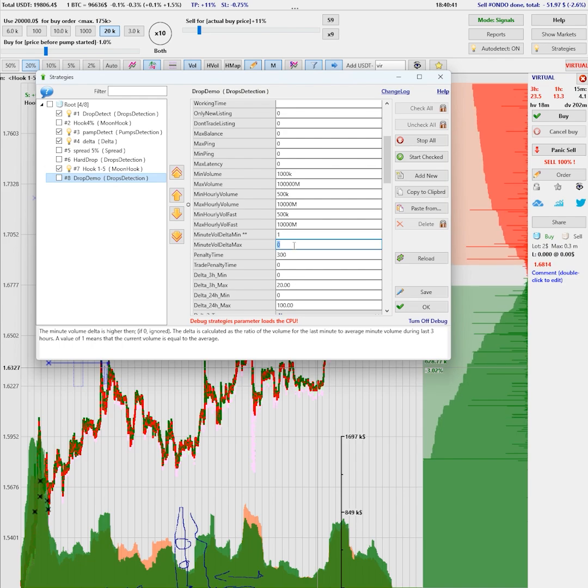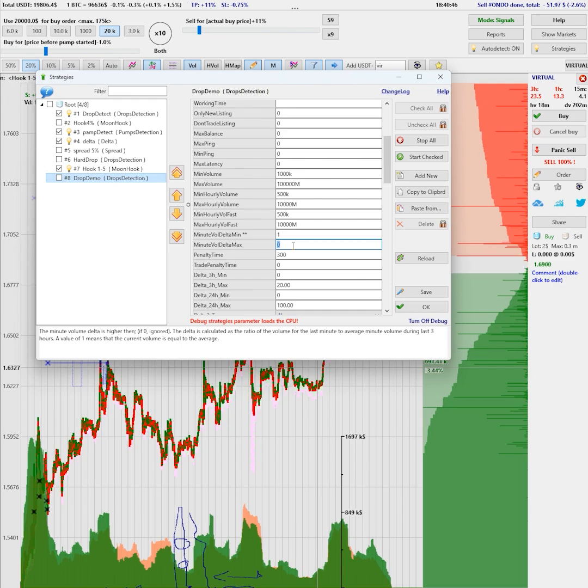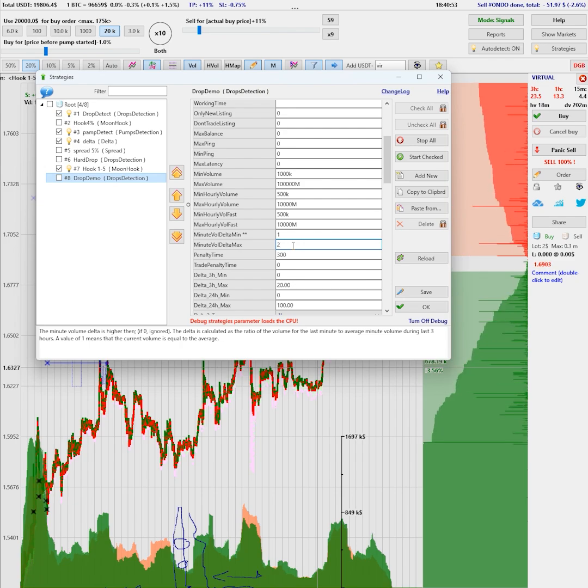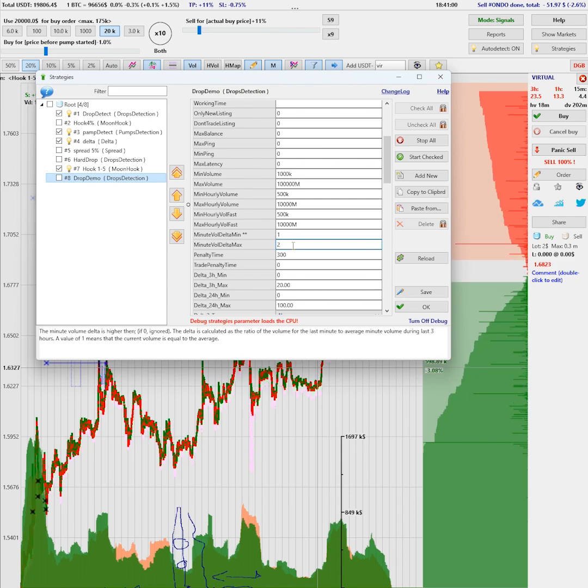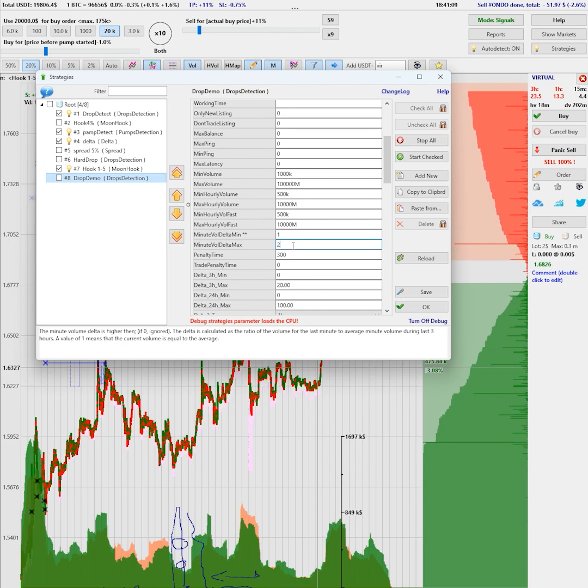So minute volume delta max, this is important because, for example, let's say that the last minute volume is 2 times higher than the average minute volume over the last 3 hours. That means that there is some sort of interest, okay? But what if it's 20 instead of 2? It could mean that now it's too much interest. Maybe there is some sort of bad news that came out on the coin. Maybe something bad happened. You probably don't want that. So you might want to keep it something conservative here.